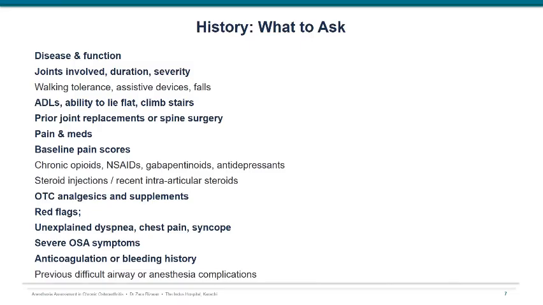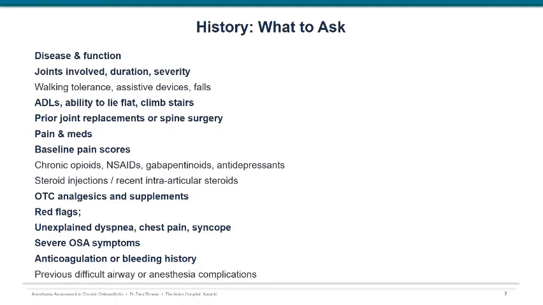The pains and medications, as I have told before, there are multiple comorbidities in most of the geriatric patients. We need to assess the pain and medications which the patient is already taking. The baseline pain scores, as the patient may already be on chronic opioids, NSAIDs, gabapentinoids, antidepressants, maybe taking steroid injections and intra-articular steroids. So we need to assess all that. Over-the-counter analgesia and supplements have to be assessed as well in our history.